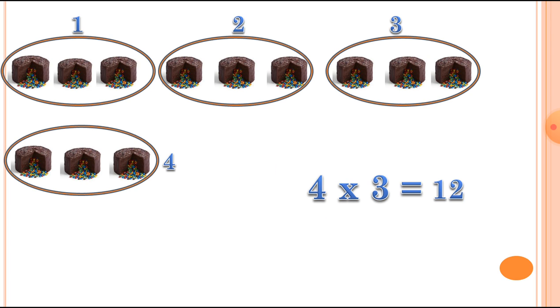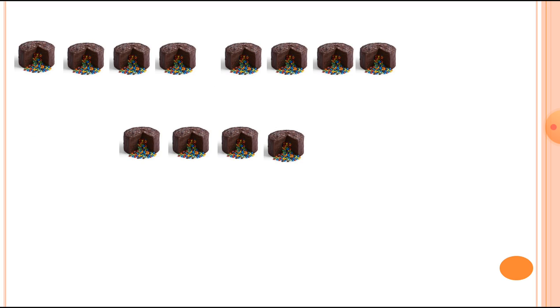Now let's see the second way of arrangement. Here are the cakes again. Total this is 12 cakes. But let's make a different arrangement than the first one. Here is group 1, here is group 2, and here is group 3. So total there are 3 groups. You can count by yourself also. Total there are 3 groups and each group has 4 cakes.